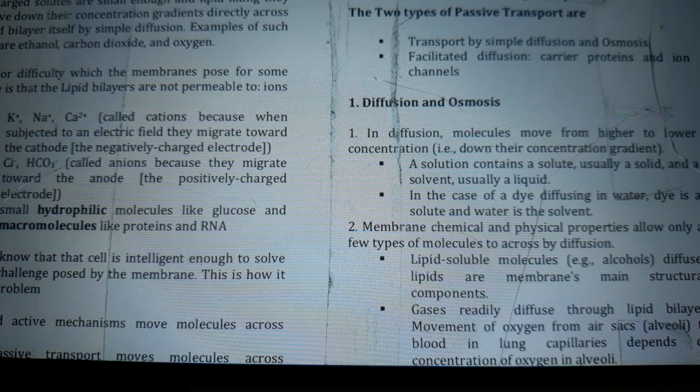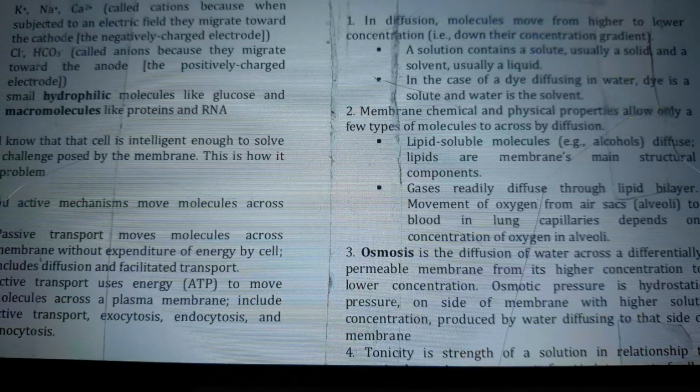The major difficulty which the membranes pose for some molecules is that the lipid bilayers are not permeable to ions, such as potassium, sodium, calcium, called cations, because when subjected to an electric field, they migrate toward the cathode, the negatively charged electrode. Chlorine and bicarbonate are also called anions, because they migrate toward the anode, the positively charged electrode. Nor are they permeable to small hydrophilic molecules like glucose and macromolecules like proteins and RNA.